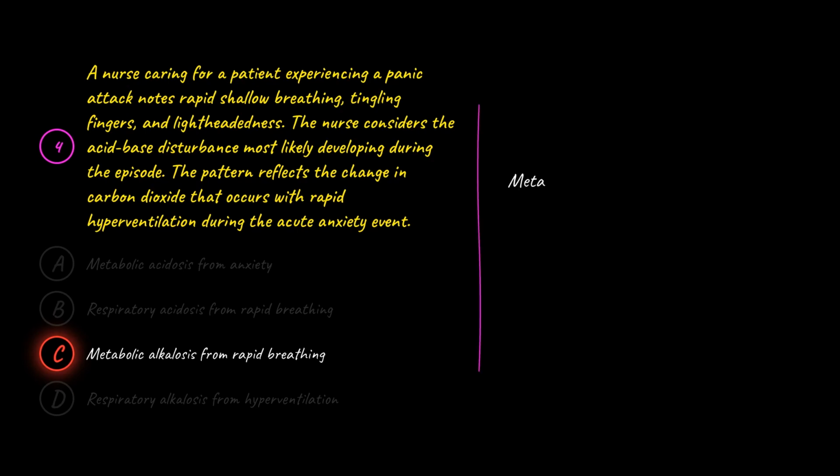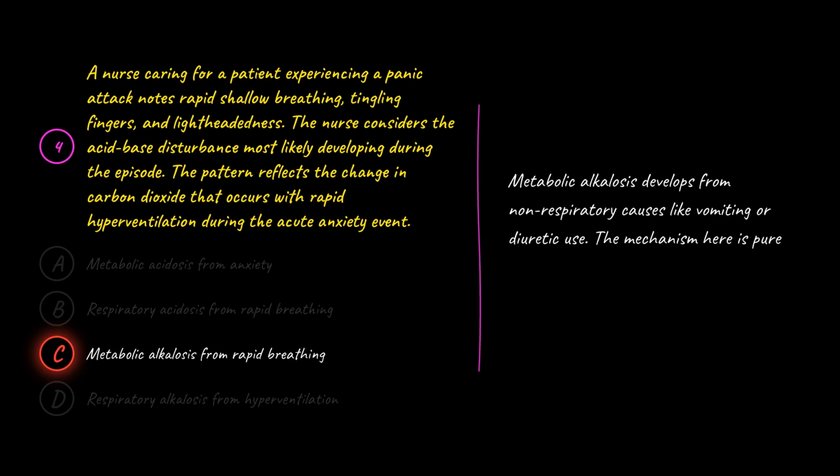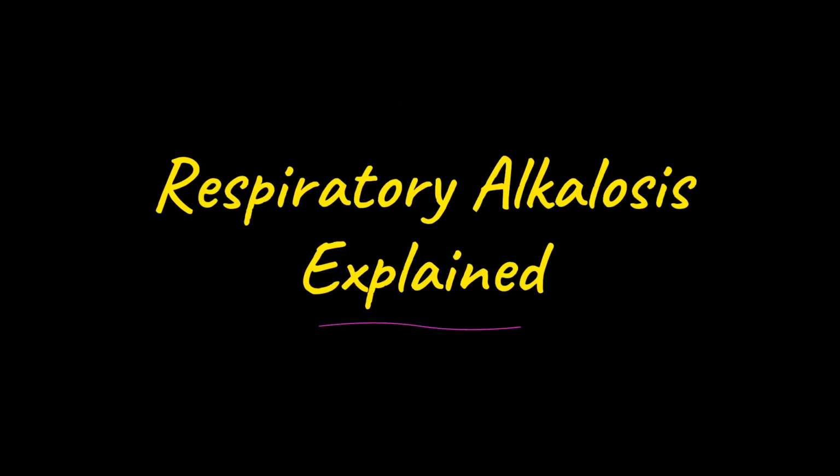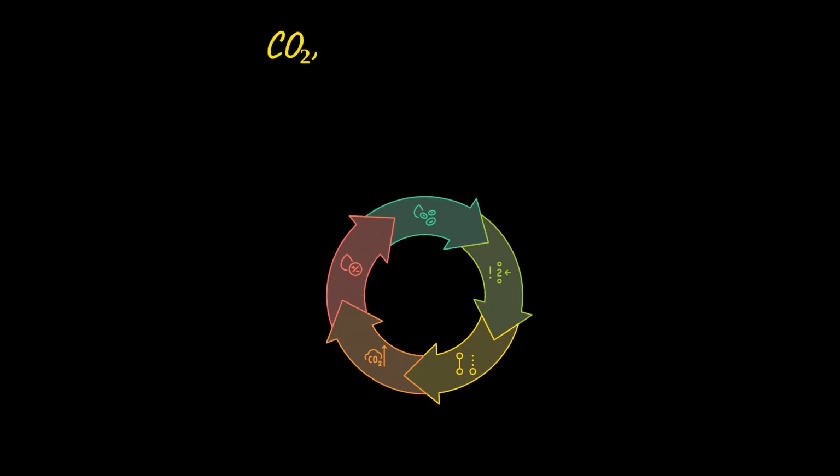C is wrong because metabolic alkalosis develops from non-respiratory causes like vomiting or diuretic use. The mechanism here is purely respiratory, so the option misclassifies the body system responsible for the shift in pH. Respiratory alkalosis happens when rapid breathing removes too much carbon dioxide from the blood, driving pH above 7.45. Understanding the chemistry behind this helps you predict both the symptoms and the lab values.